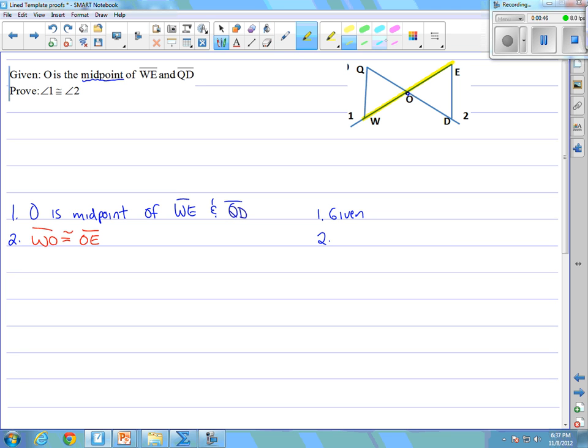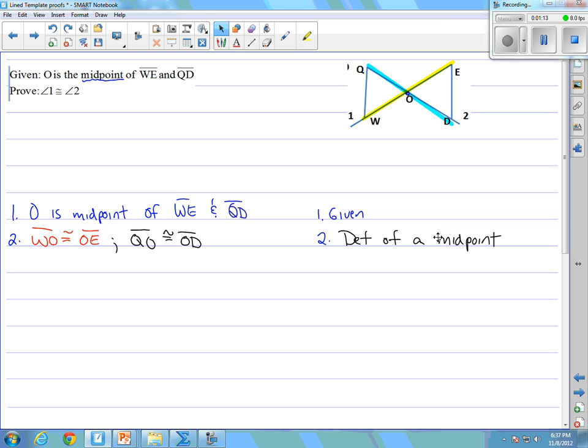Likewise, it says that O is the midpoint of QD, which is that segment right there, so I'll say QO is also congruent to OD. That's going to be the definition of a midpoint. Instantly, we've got quite a bit of information here. We know that segment is congruent to that, and that segment's congruent to that segment. So you've got side so far.